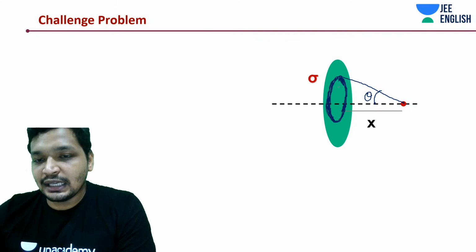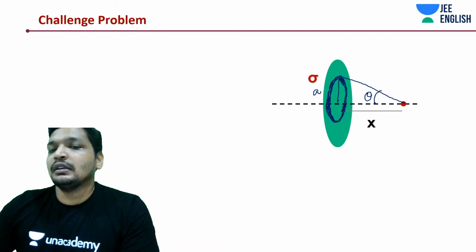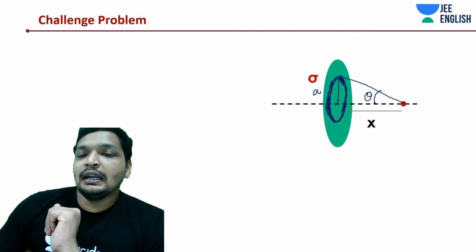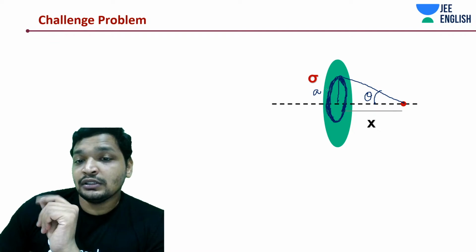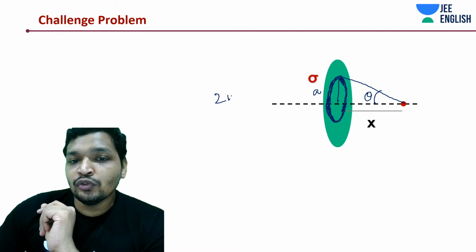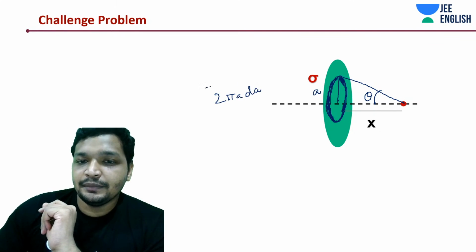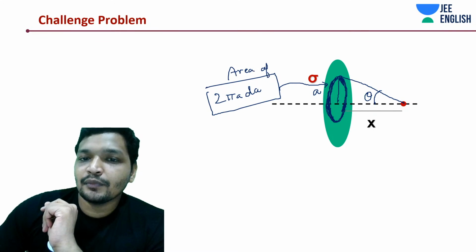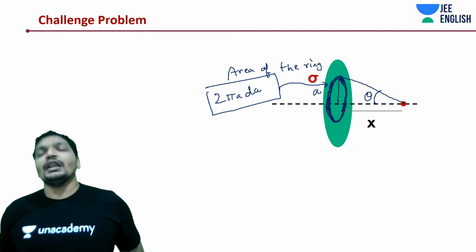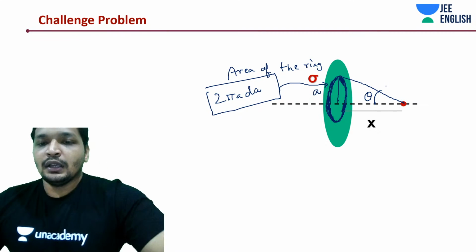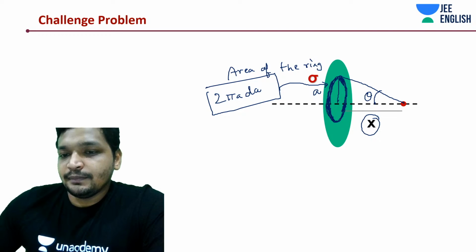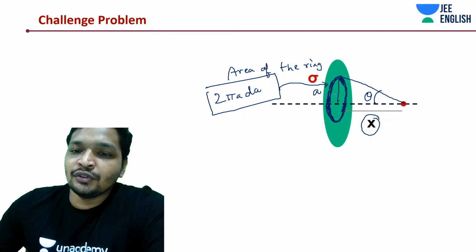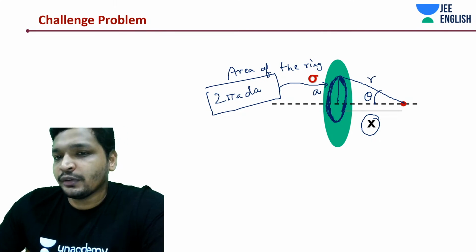This is radius A, right? And what is the area? It's going to give 2 pi a dA, right? This is the area of the ring. Okay. Now, x is constant. X is constant for any A, etc. R is going to vary, of course.